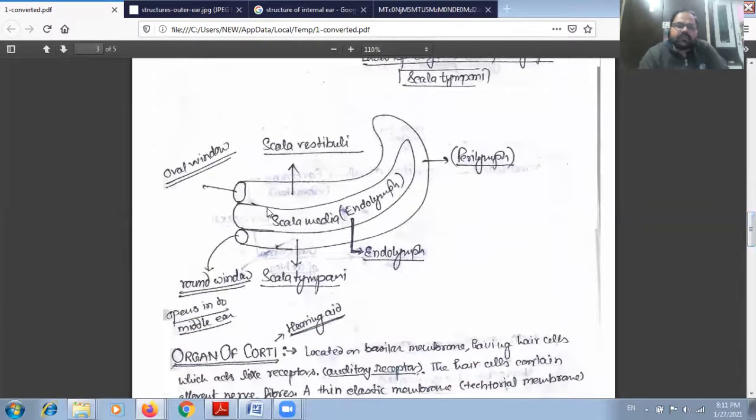The same thing we can understand by this structure. This one is called scala media, scala vestibuli, and scala tympani. Here in scala vestibuli and scala tympani, perilymph is filled, and in scala media, endolymph is filled. The above membrane of the scala media is called Reissner's membrane, and the lower is called basilar membrane.